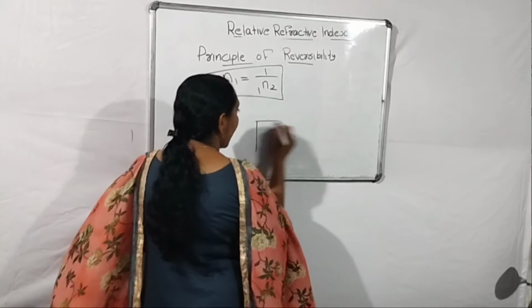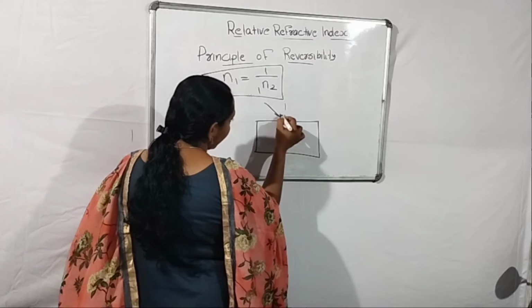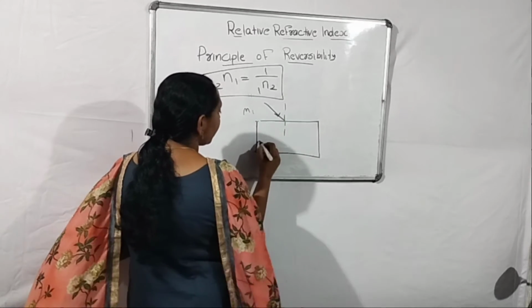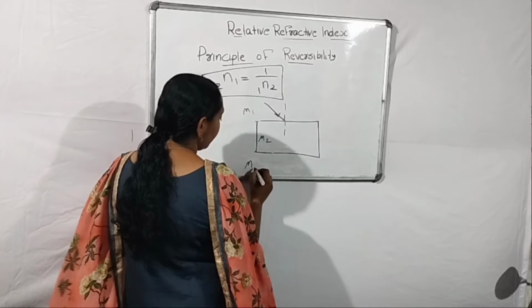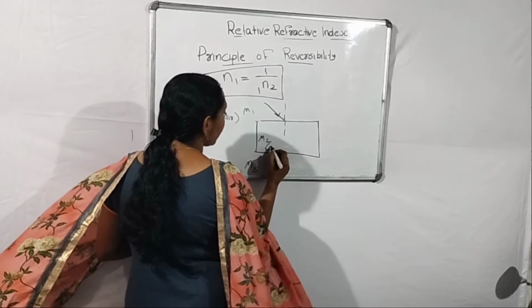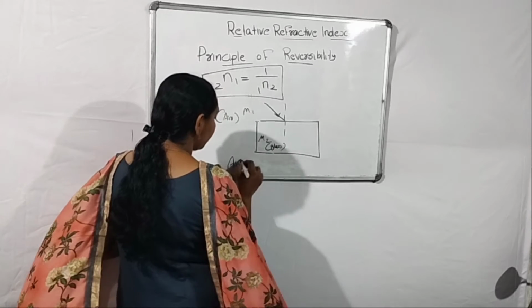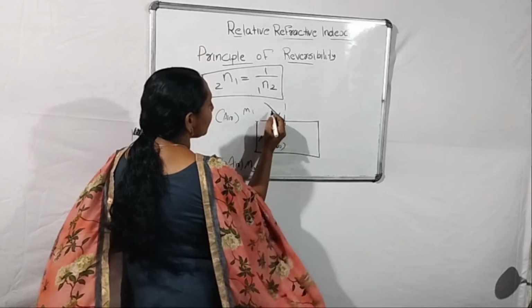I consider a glass slab. This is my normal line. This is my incident ray. This is medium 1, this is medium 2, this is medium 3. Medium 1 is air, medium 2 is glass, and medium 3 is also air. So this is my incident ray.